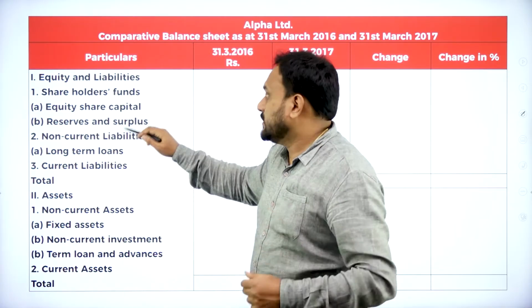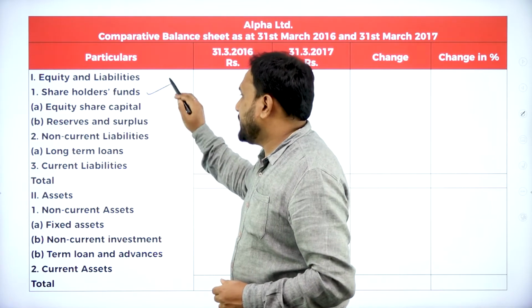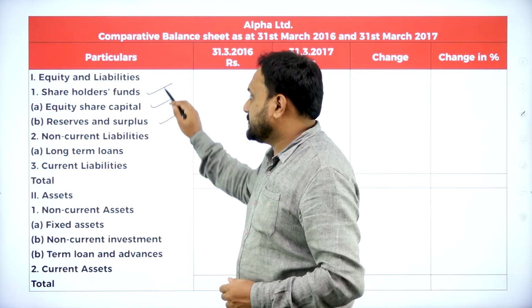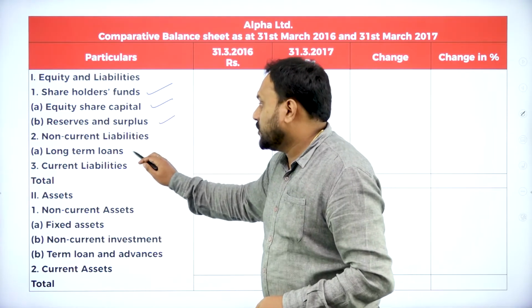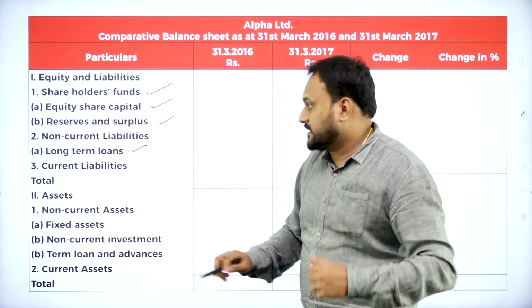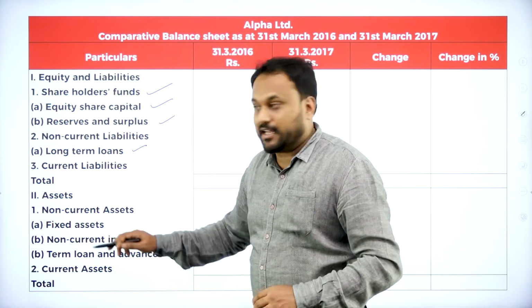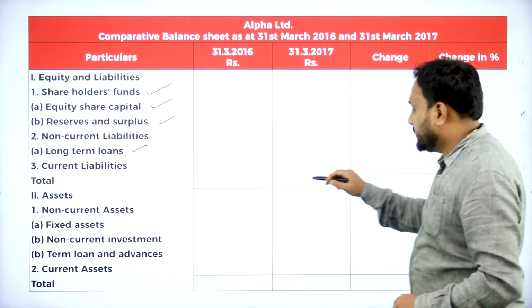So we have shareholders' fund written, equity and reserves, done. Next, non-current liabilities, in which we have long-term loans. Next, the current liabilities heading, then we will go with total. This is what the total is.